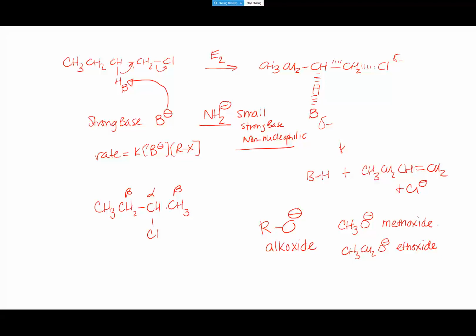So you'll see in the book they use these to do E2 reactions. The critical part is these are small bases. I'm going to use NH2- because NH2- is my favorite small base, and it just doesn't want to act as a nucleophile.